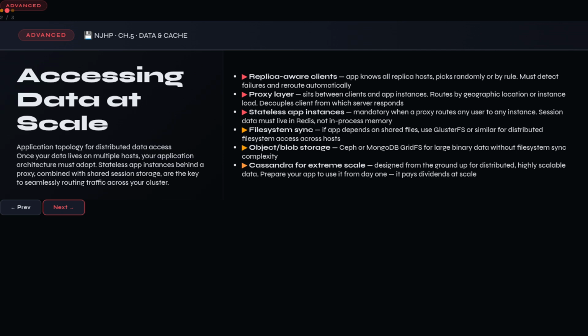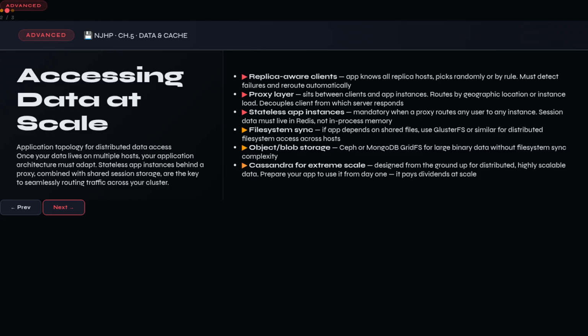This topology also surfaces a critical requirement: your application must be stateless. If the proxy can send any user to any application instance, then that instance must not hold any user-specific state in memory. Session data, for example, must live in the shared cache. Redis is the canonical answer here, not the application process memory.